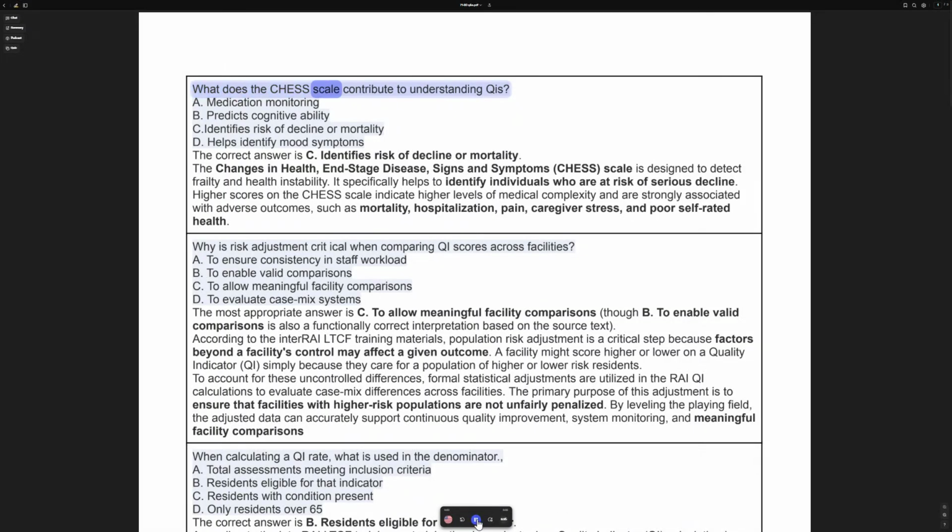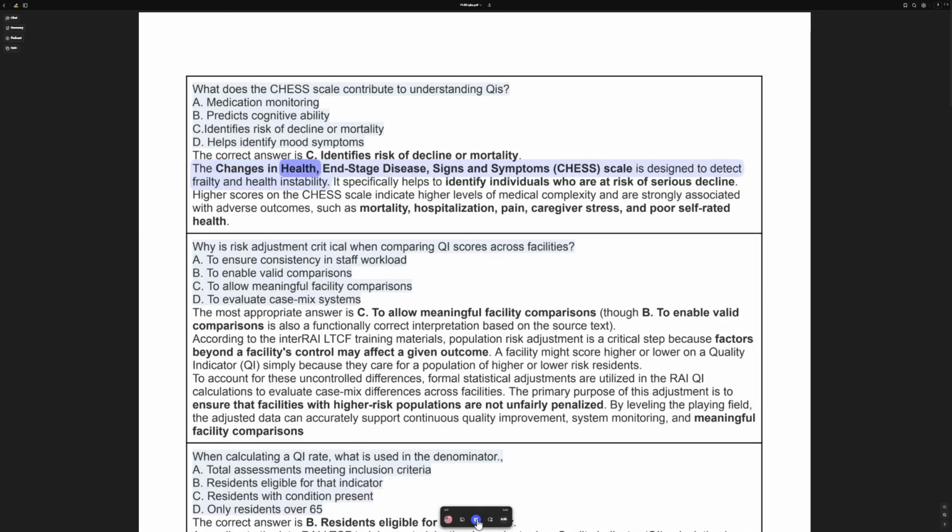What does the CHES scale contribute to understanding frailty? A. Medication monitoring. B. Predicts cognitive ability. C. Identifies risk of decline or mortality. D. Helps identify mood symptoms. The correct answer is C. Identifies risk of decline or mortality.